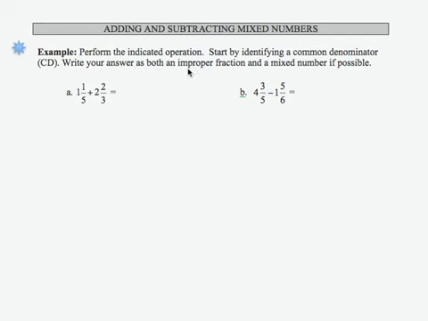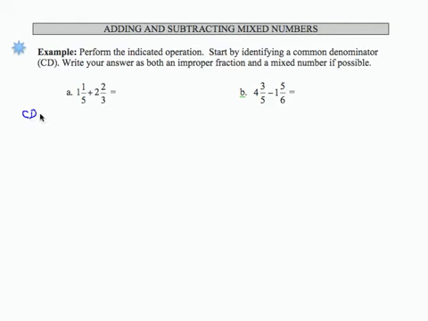In this example, we're asked to perform the indicated operations with mixed numbers. So that's going to be adding and subtracting mixed numbers. If we look at our first set of fractions, 1 1/5 plus 2 2/3, you want to start by identifying a common denominator. I'm going to write that over here.